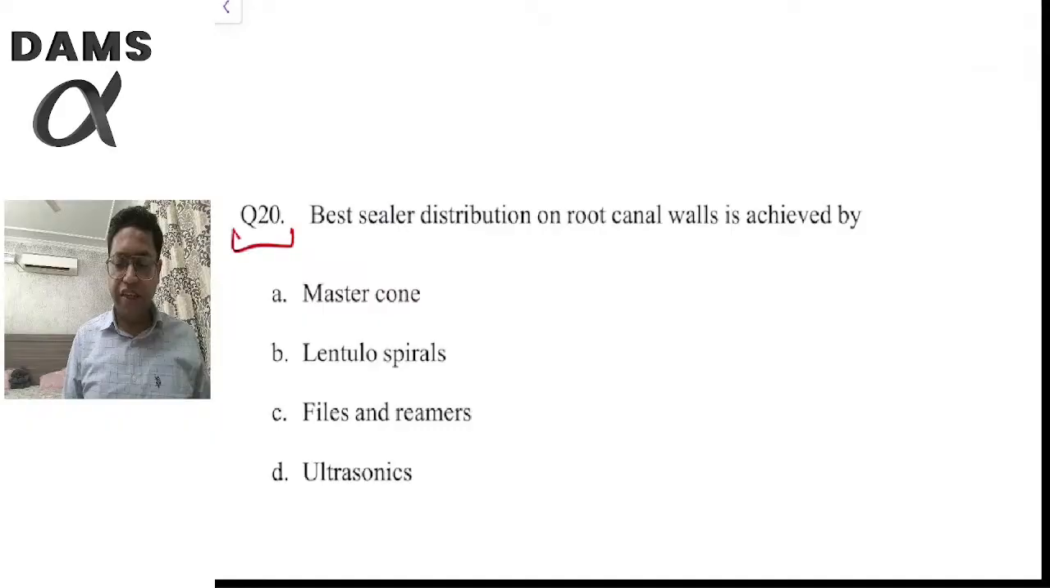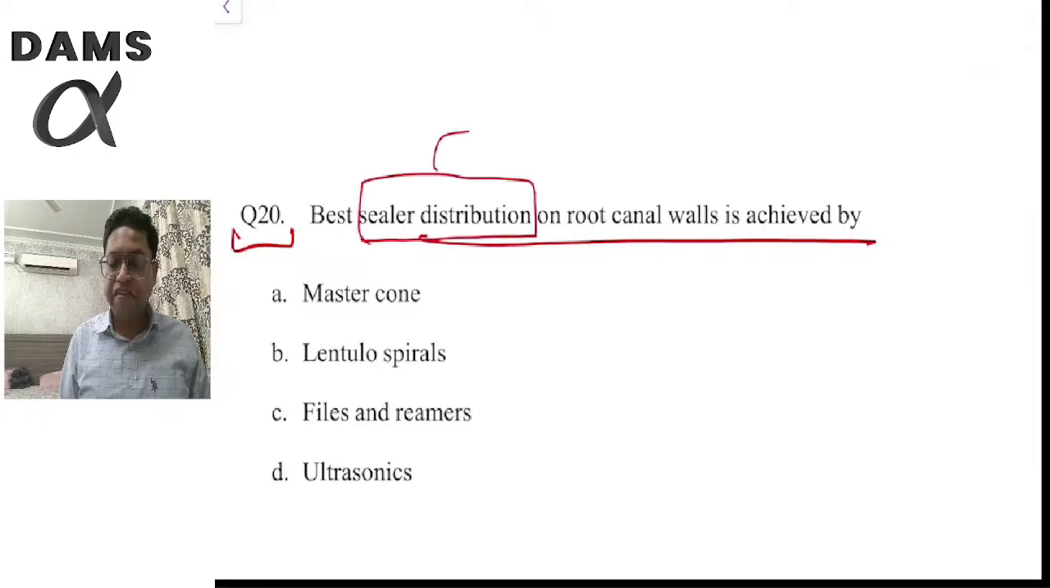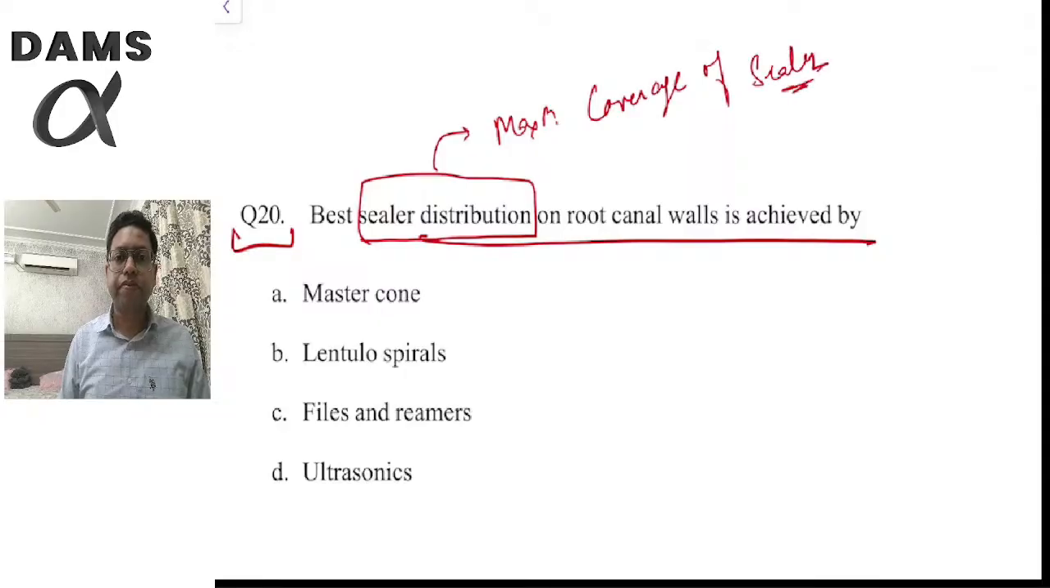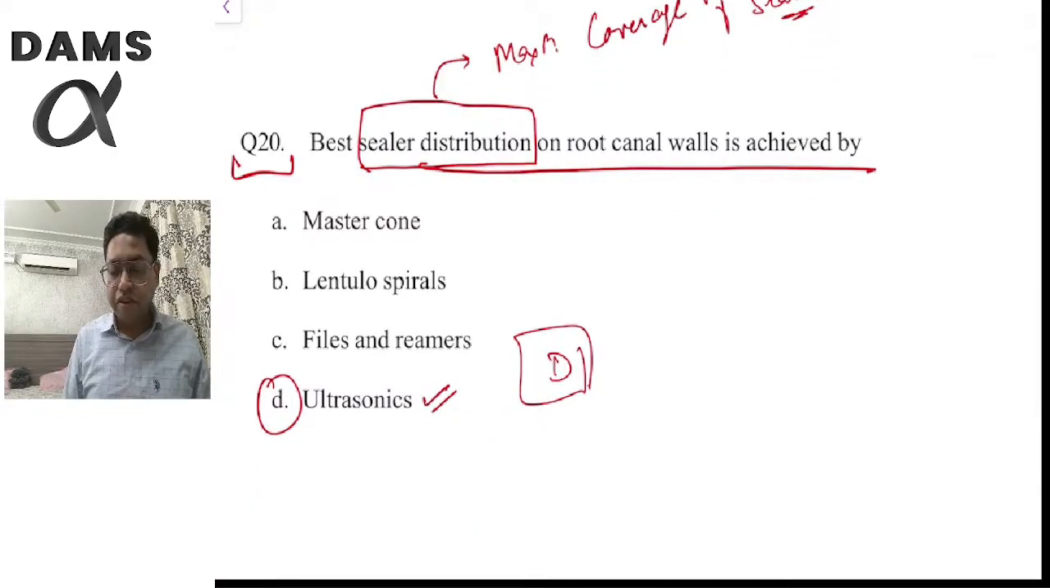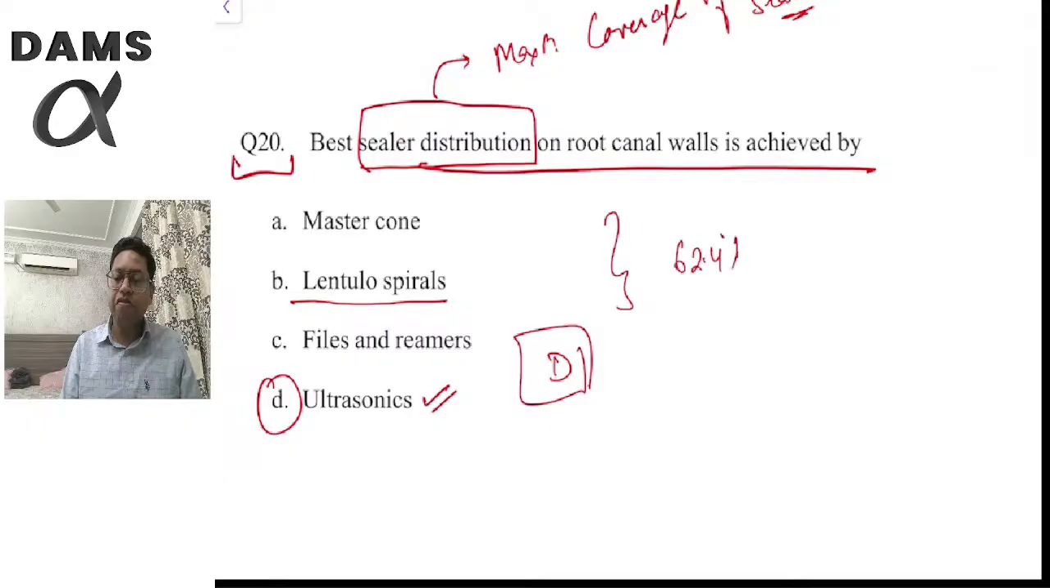Question number 20. The best sealer distribution on the walls of the root canal is achieved by. Sealer distribution means maximum coverage of sealer on the walls of the root canal. With a master cone, with lenticular spirals, files and reamers, or ultrasonic? It would be ultrasonic. Whenever we do compaction of the sealers, the most common instruments used are lenticular spirals and files and reamers, but they cover only about 62.4% surface.